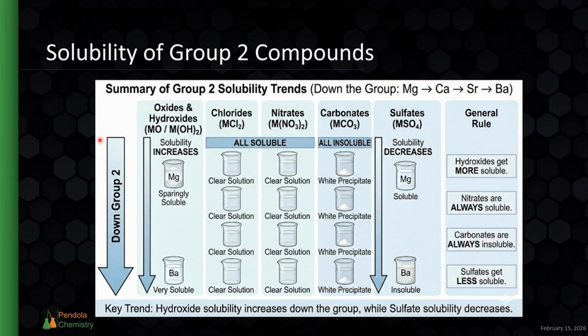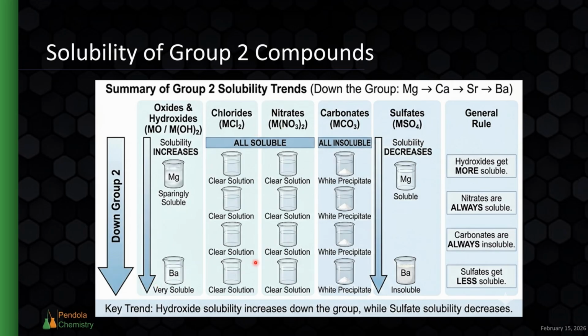So we talked about solubility, and solubility is very important. So here's a bit of a cheat sheet when it comes to the solubility of group 2 compounds. Group 2 oxides and hydroxides are going to increase in solubility as we go down the group, meaning that things like magnesium hydroxide or magnesium oxide are going to be very sparingly soluble, so they're going to be solids most of the time. And then things like barium hydroxide, barium oxide, or strontium oxide and hydroxide are going to be very soluble as they're farther down the group, and so they're going to be aqueous.